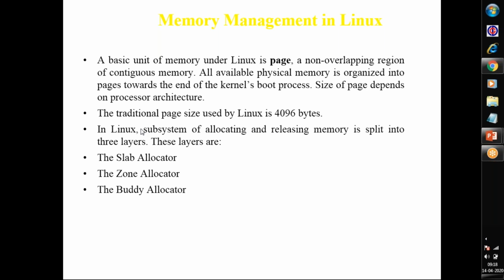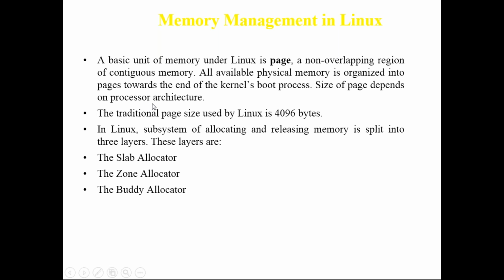Linux systems allocate and release memory split into three layers. So in Linux, memory management is divided into three layers. One is your slab allocator, one is your zone allocator, and one is your buddy allocator. Fine. So in three phases, the memory has been divided. We have just a gist of these.